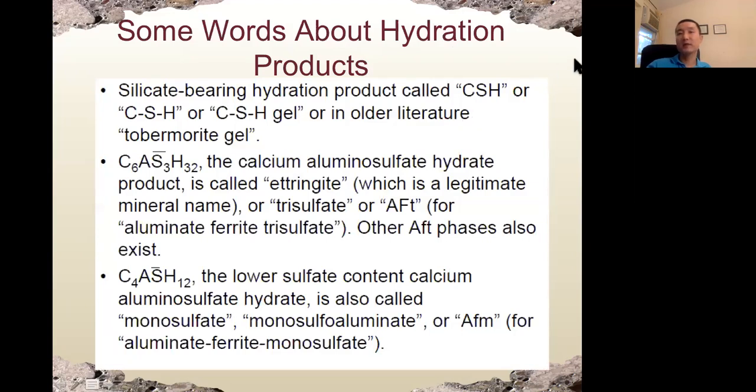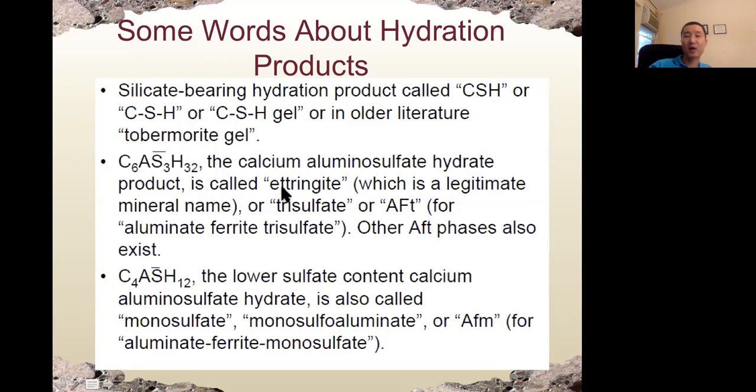All right, here's more details about the hydration product. Again, next lecture we'll discuss in more details. The most important hydration product is CSH. You can write C-S-H. Sometimes we also call that CSH gel. We call that gel because it is not a well-defined crystalline material. CSH is similar to tobermorite, which is a natural mineral.